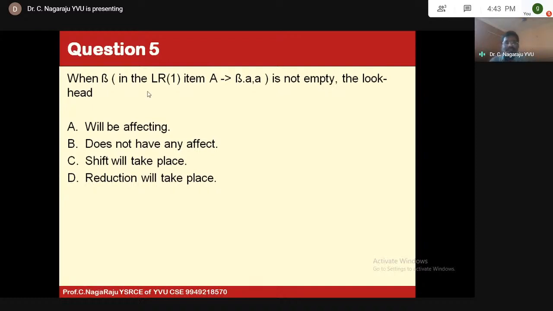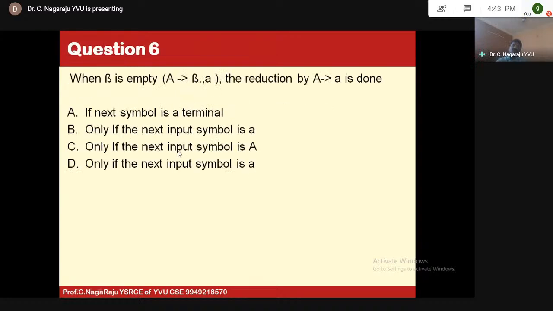What is the process of that? In an LR1 parser, when the lookahead is not empty, the table will be built accordingly. The fifth question's answer is that it does not have any effect. We can understand this question after explaining CLR1 parsers. And the sixth question is the next one.